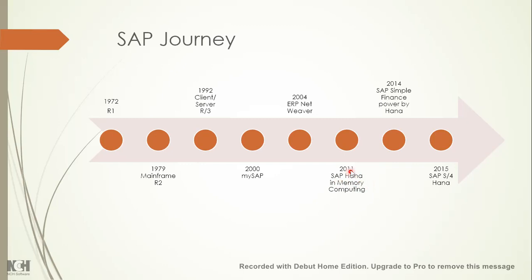in-memory computing in 2011. After that, SAP introduced SAP Simple Finance powered by HANA in 2014. During this period we were using the SAP ECC Enterprise platform, but after HANA was introduced, they started selling SAP based on the HANA platform, and first was SAP Simple Finance. Finally, in 2015, they introduced SAP S/4HANA.